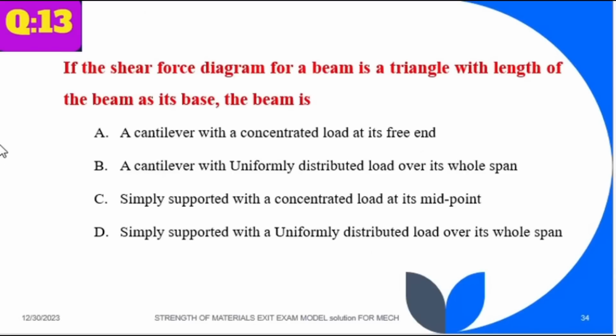Question number 13. If the shear force diagram for a beam is a triangle with the length of the beam as its base, the beam is A, a cantilever with a concentrated load at its free end, B, a cantilever with uniformly distributed load over its whole span, C, simply supported with a concentrated load at its midpoint, D, simply supported with a uniformly distributed load over its whole span.